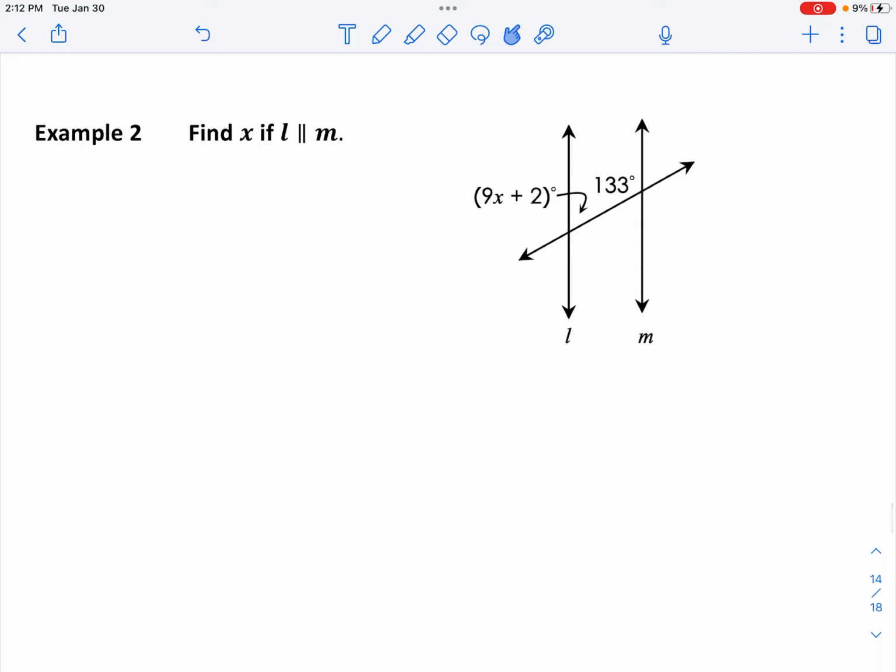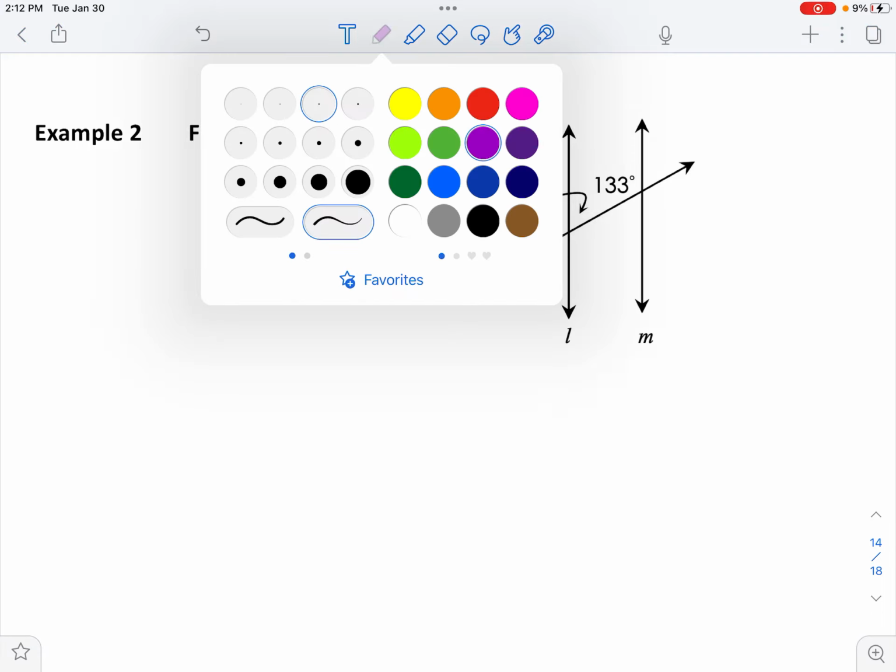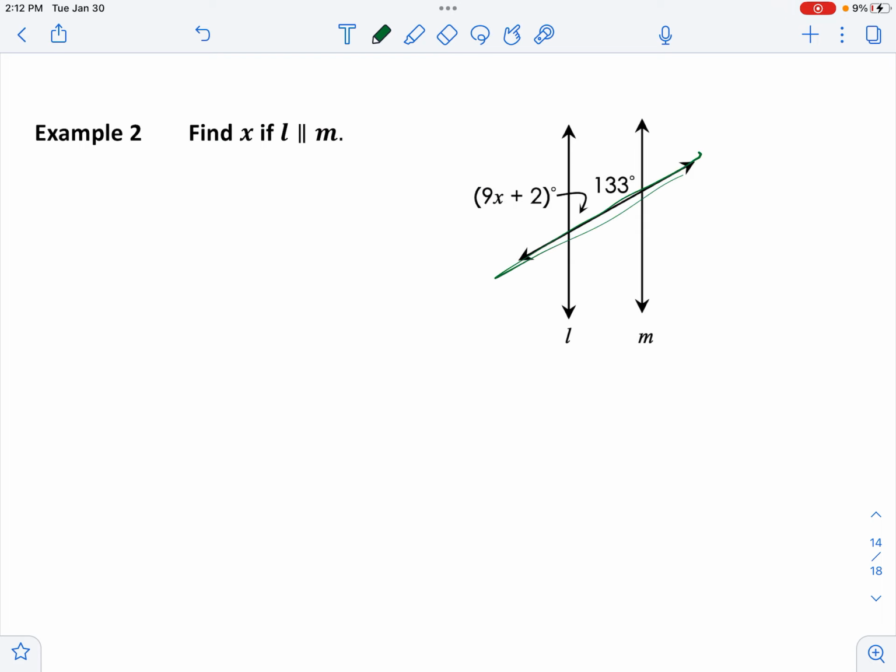Okay, these lines are turned a little bit. My transversal in this situation is this line right here. So these 2 angles are on the same side, and they're both inside both of these. And again, we know that L and M are parallel. They tell us that right here. So this would be same side interior angles. Now, if you recall, same side interior angles are not congruent. They should add together to be 180. So if I say 9x plus 2 plus 133, that should equal 180 degrees.